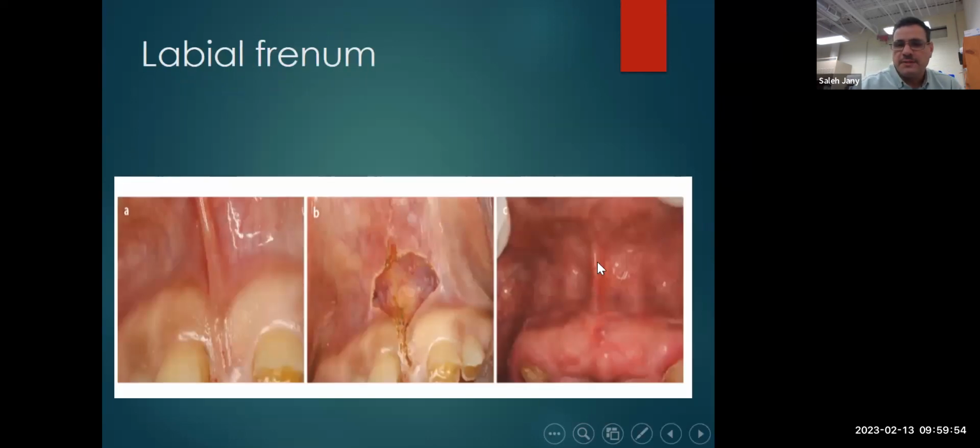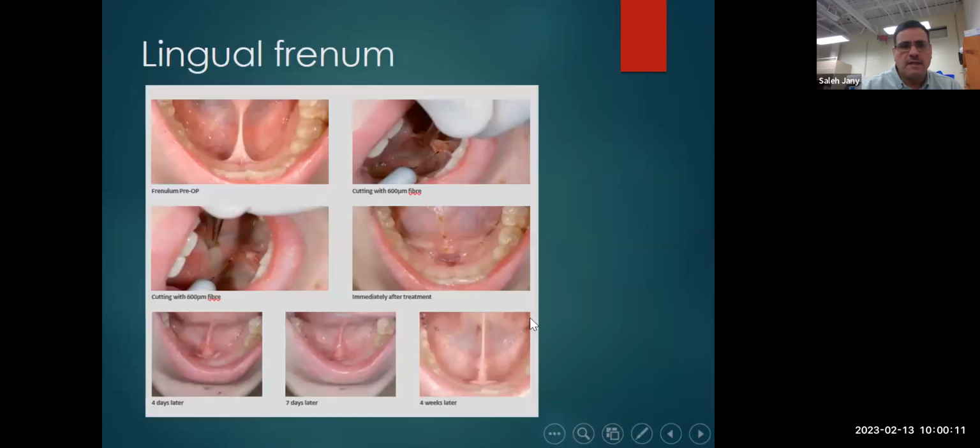This is a frenectomy. Remember, sometimes when we make dentures, the frenum is too high and interferes with the setting of the denture. We can cut it with the laser. Look at the laser when you cut. There's no bleeding because all the blood vessels will be coagulated.